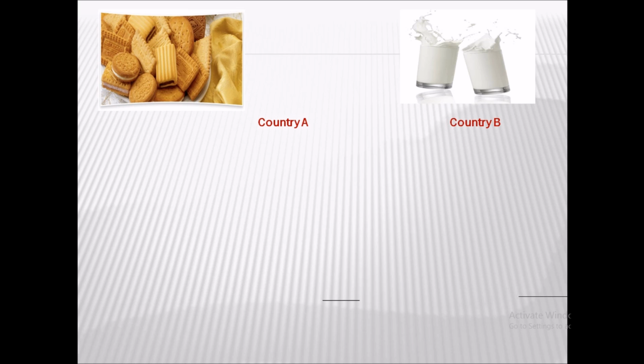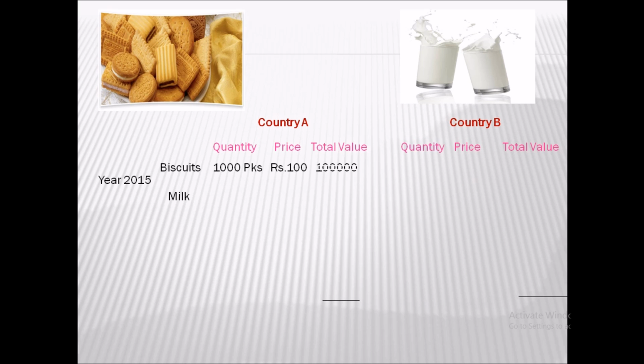Now let's consider two simple economies which produce only biscuits and milk. We have a country A and a country B whose GDP consists only of biscuits and milk. In the year 2015, country A produced 1000 packets of biscuits at a cost of 100 rupees. So the total value of biscuits produced by country A is 1 lakh. Similarly, country B produced 1000 packets of biscuits at a cost of 100 rupees, and their value of producing biscuits is also 1 lakh.